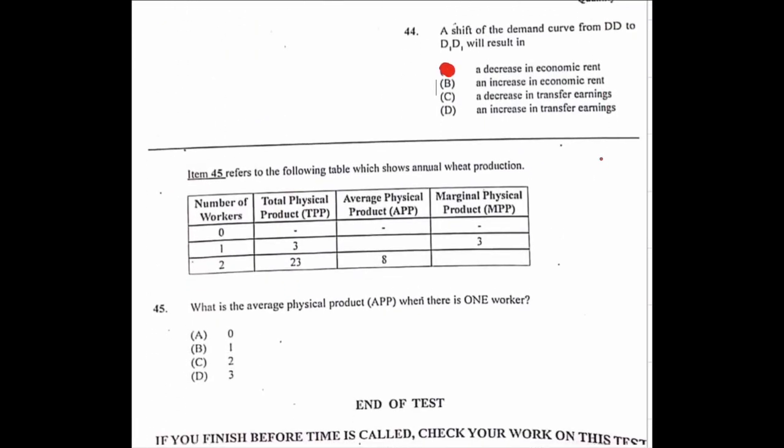All right. It says what is the average physical product, APP, when there is one worker. Remember, APP refers to TPP over, in this case, the number of workers, or you could just say quantity. And in this case, the number of workers is 1, because they said when there's 1, and the total product is 3. So therefore, the answer would be 3.